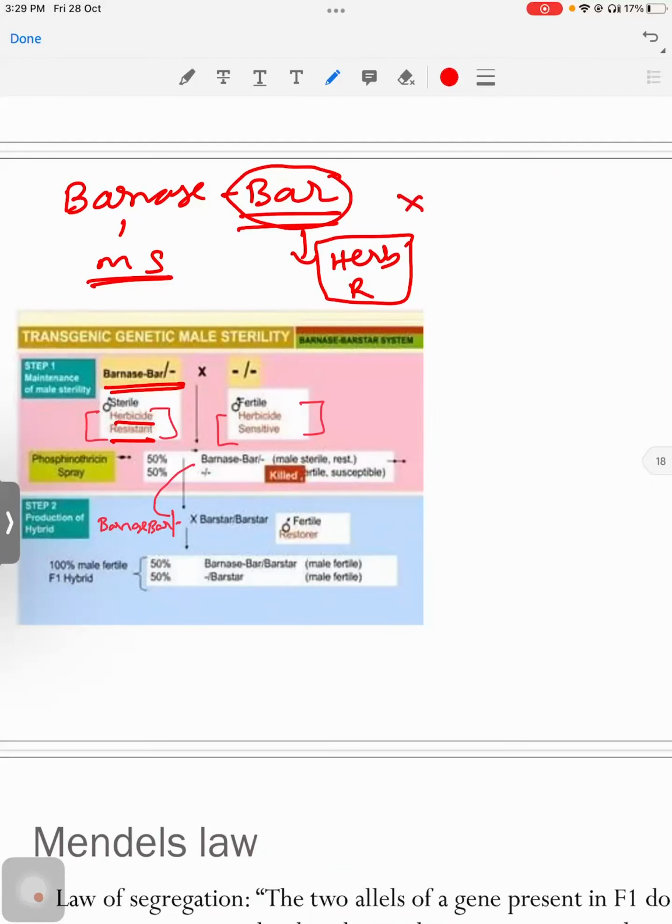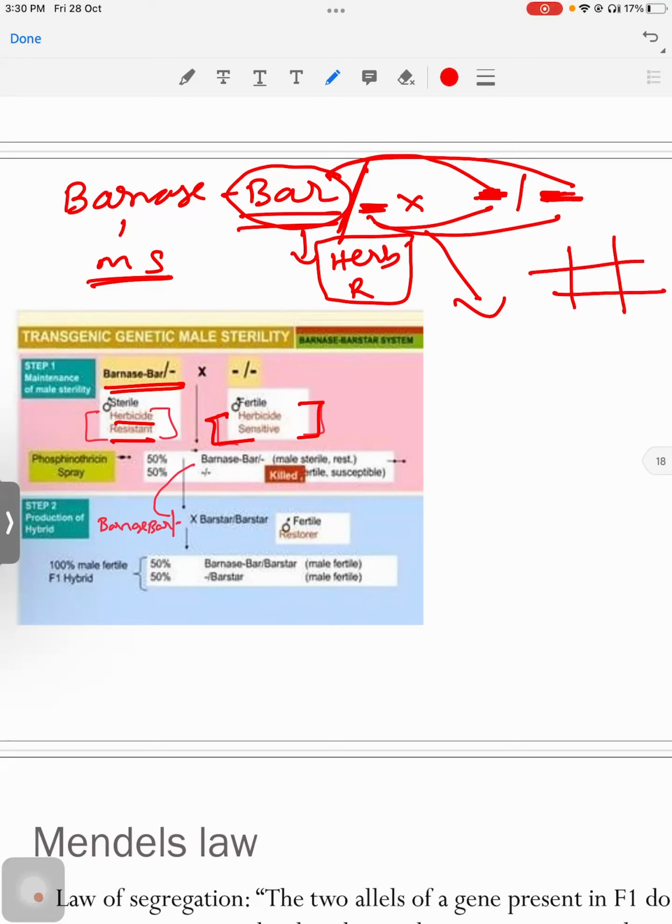And this we cross first with the maintainer line. This is a normal line, not transgenic, and it is herbicide sensitive. When we cross, what will happen? On one hand it will have the gene, on the other hand no. The combinations will come like this in a checkerboard.